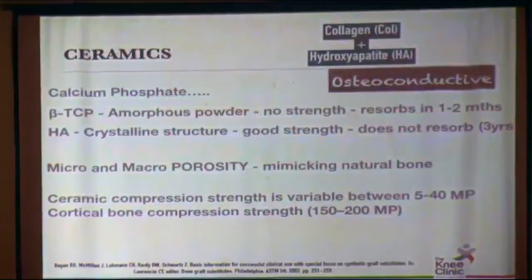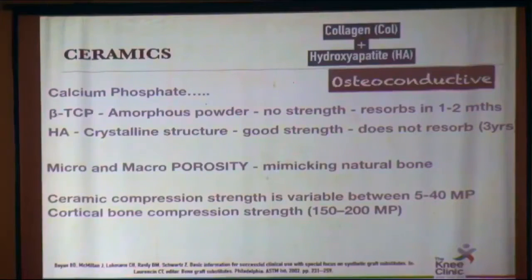Then we come to the next group, that's ceramics. These ceramics are basically made from calcium phosphate. It's calcium phosphate going on to calcium biphosphate that goes on to tricalcium phosphate. So beta TCP is an amorphous powder. Because it's powder, it has no strength, but it absorbs very quickly. That beta TCP, when it's made into a crystal structure, becomes HA. Now, as soon as it's crystal, it has great strength, but it does not resorb. All ceramics are either beta TCP or HA or a combination of beta TCP and HA.